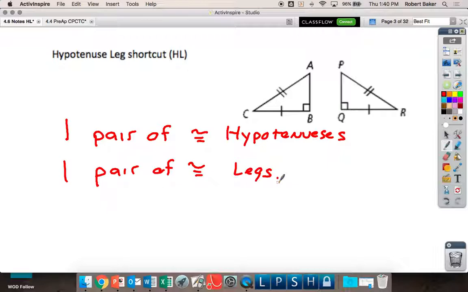Because if you try to use an angle, you would say side, side, angle. And what does that spell? That spells ASS. Remember, that doesn't prove anything. So the ASS shortcut does not work here. But the HL shortcut does work. One hypotenuse and one leg. Cool, right? Okay. So that's all I'm trying to teach you today. Now we're just going to practice that one concept. Are you ready?